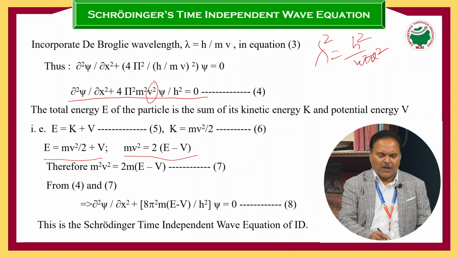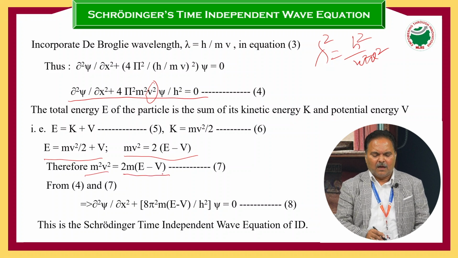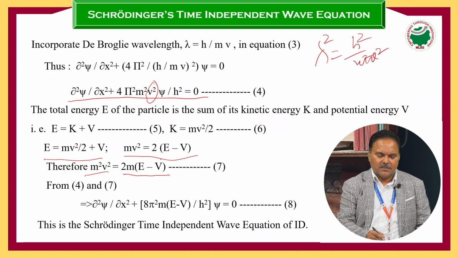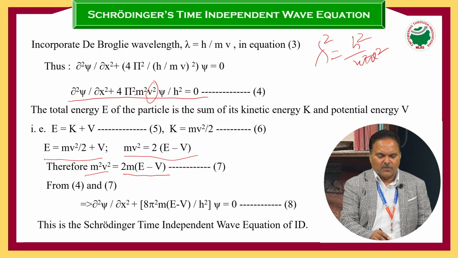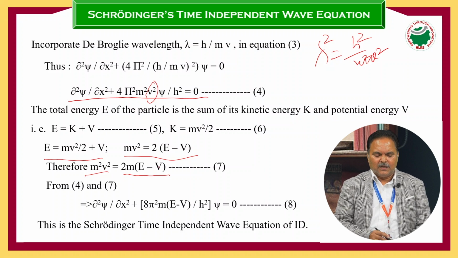Then we multiply by m on both sides, so m square v square becomes 2m into E minus V, that is, 2m into total energy minus potential energy. This V is not a potential difference; it is potential energy. Then replace m square v square by 2m into E minus V. That becomes dou square psi by dou x square plus 8 pi square m into E minus V divided by h square into psi is equal to 0.